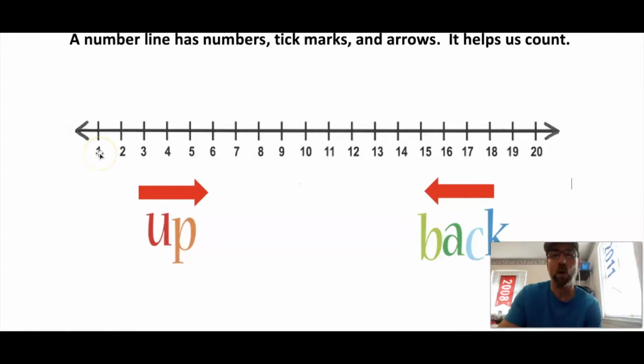Now let's go ahead and count the numbers on this number line. Let's start at 1, and we'll say them together. Here we go. 1, 2, 3, 4, 5, 6, 7, 8, 9, 10, 11, 12, 13, 14, 15, 16, 17, 18, 19, 20. Awesome job.